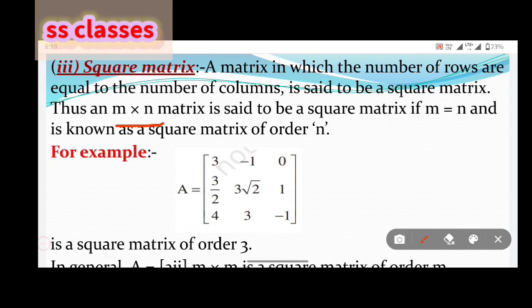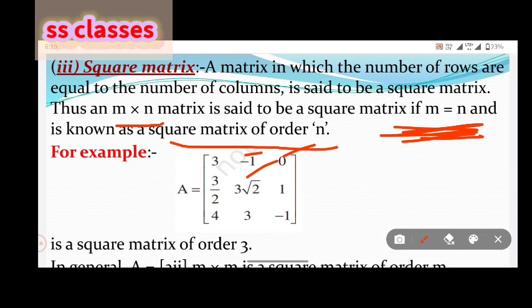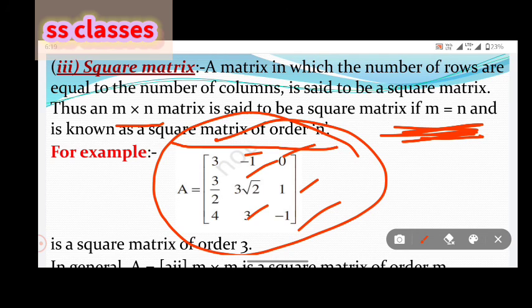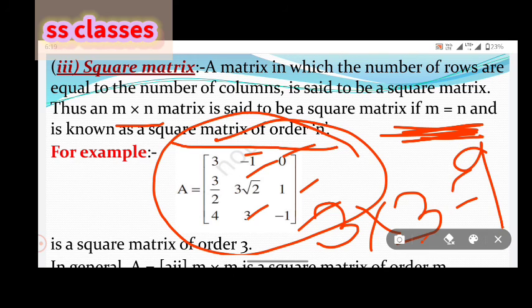Thus an m into n matrix is said to be a square matrix if m equal to n, and is known as a square matrix of order n. For example, 3, minus 1, 0, 3 by 2, 3, under root 2, 1, 4, 3, minus 1. This is a rectangular array, and it is a 3 into 3 matrix, representing 3 rows and 3 columns. The number of elements is 9.